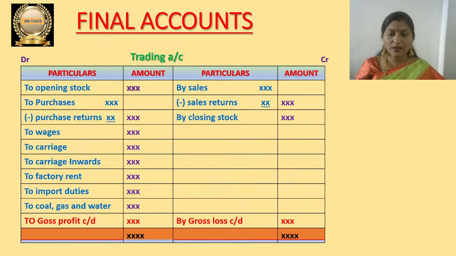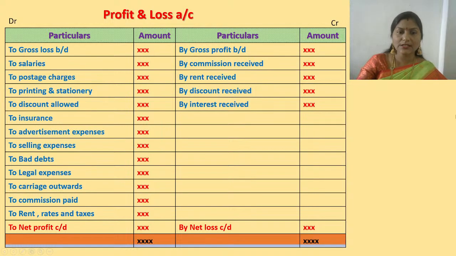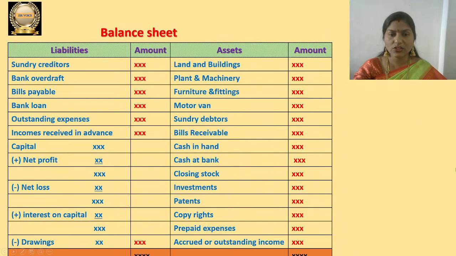So this is a trading account format. I will show the profit and loss account next. This is a profit and loss account, with compulsory and important items, and regularly these items may appear in the examination also. Okay, next, balance sheet. This is a balance sheet format.